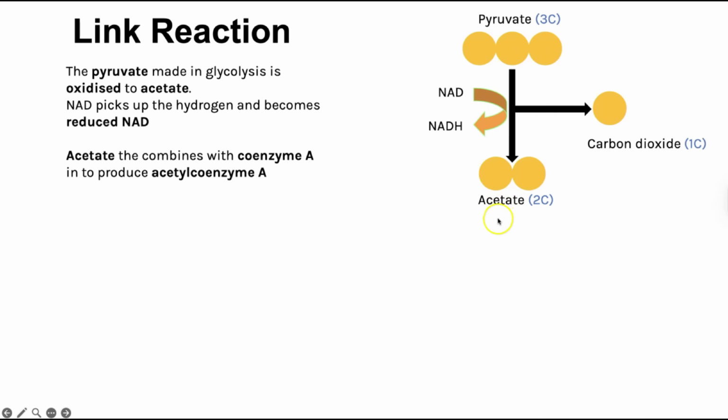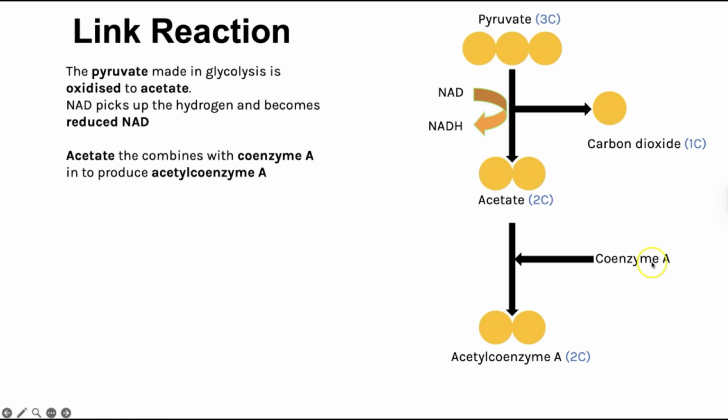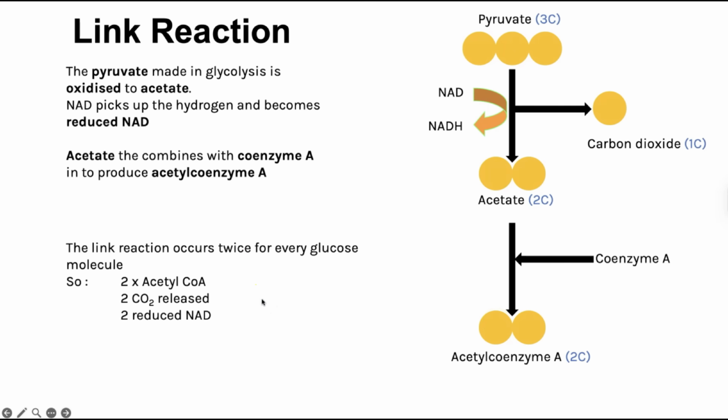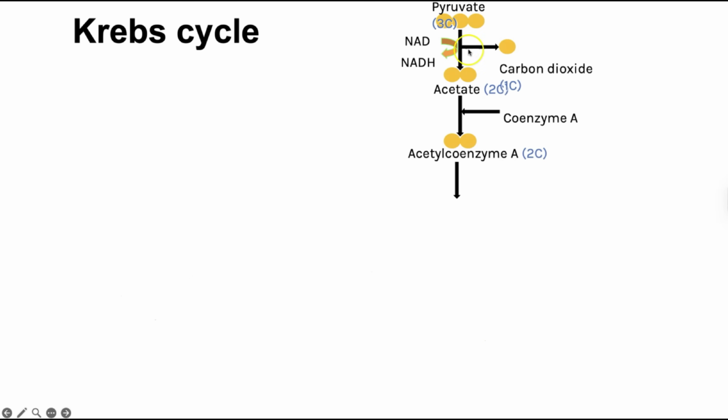Now acetate can't enter the Krebs cycle as it is, so it has to combine with a coenzyme called coenzyme A to make acetyl-CoA to enter the Krebs cycle. So that's a link reaction, and for every glucose molecule we end up with 2 acetyl-CoA, 2 carbon dioxide, and 2 reduced NAD. And the reason for that is for every glucose molecule, 2 pyruvate molecules were made in glycolysis. The Krebs cycle then, and this is actually just showing you the link reaction leading into the Krebs cycle.